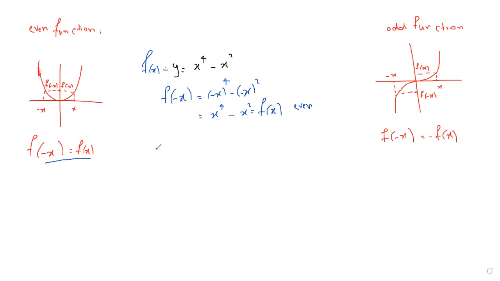Another example, let's say f of x equals x power 3 plus x. So to do that again, I need to start with f of negative x. Anywhere you see x, instead of that, you put negative x here. Negative x to the power of 3. So instead of the x, we just put negative x.